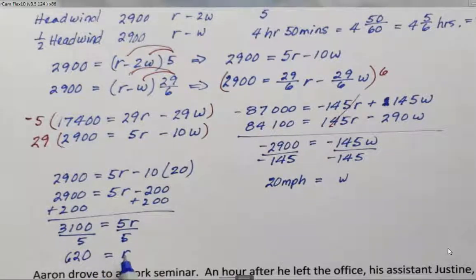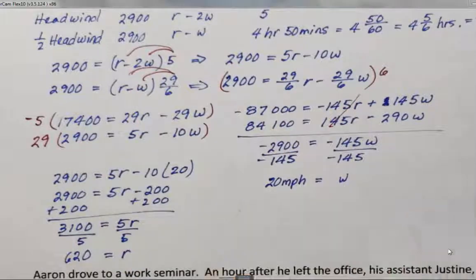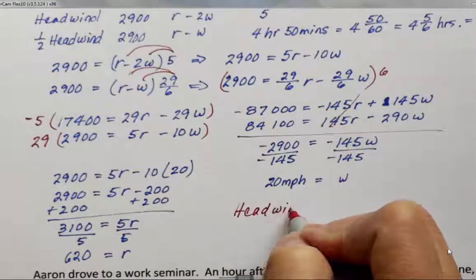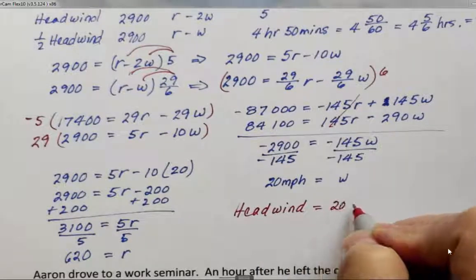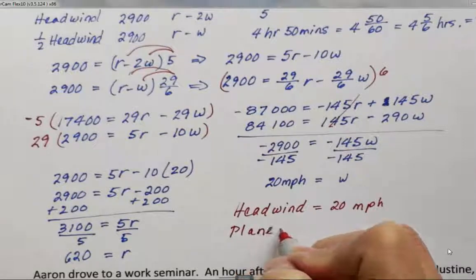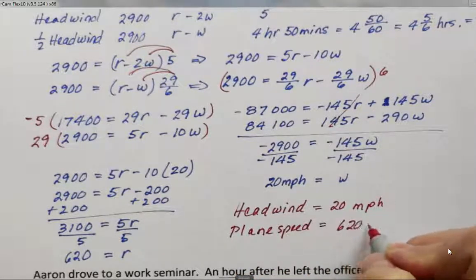So now I know the speed of my plane, and I know the wind, and by the way, that looks like a reasonable speed for a plane. So my headwind, so I'll just write this all down together, the headwind we found was equal to 20 miles per hour, and the plane speed in still air was equal to 620 miles per hour.